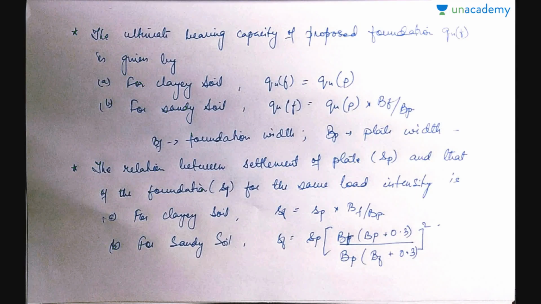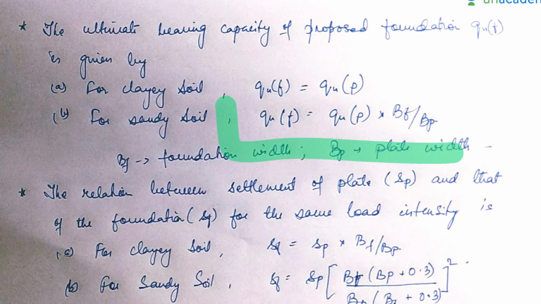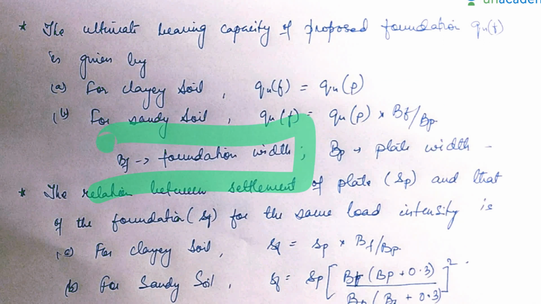The ultimate bearing capacity of the proposed foundation q_uf is given by, for clay soil, q_uf is the same as q_up, but for sandy soil, q_uf is equal to q_up multiplied by B_f upon B_p. What is B_f and B_p? B_f is the foundation width of the proposed foundation, and B_p is your plate width.